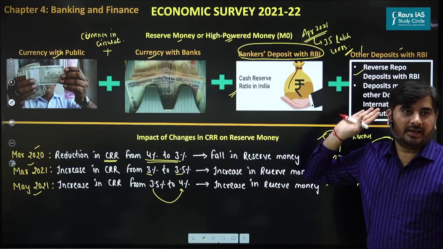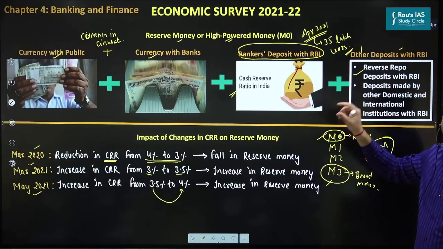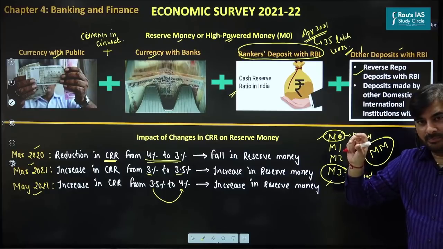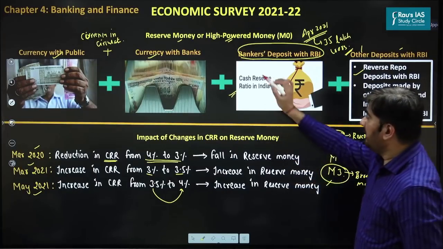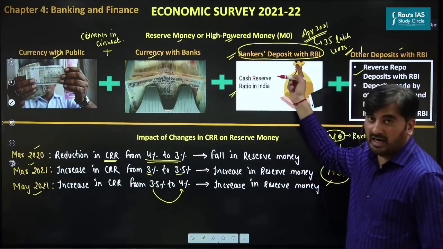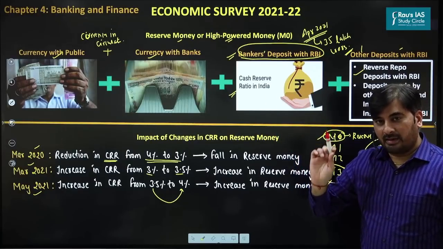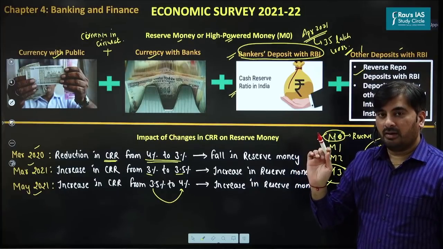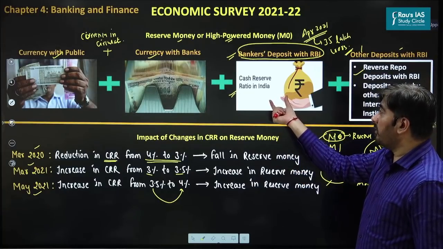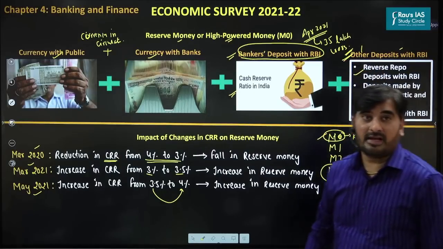Can you explain again on reverse repo deposits? So basically what I was saying is whatever money the banks keep with the RBI in the form of CRR, cash reserve ratio, it becomes part of bankers' deposits with the RBI. But if banks are parking surplus cash with the RBI in the form of reverse repo, that is not part of bankers' deposits with the RBI. Rather, it is part of other deposits with the RBI. That is what I was saying.